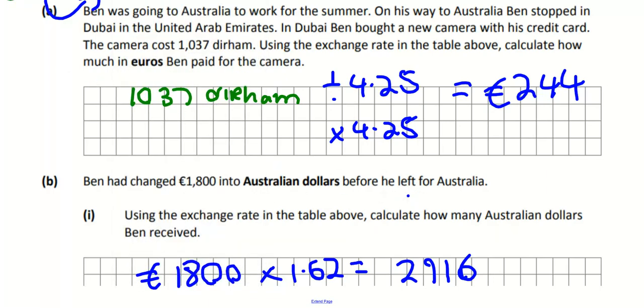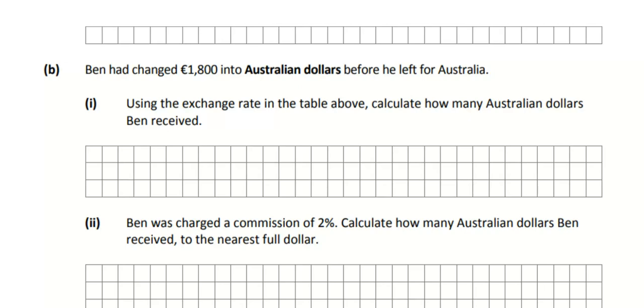Okay. B part 2. Ben had changed the €1,800 into Australian dollars before he left Australia. Using the exchange rate in the table above, calculate how many Australian dollars Ben received. I just did that, didn't I? It was 2,916. This one, lads, this one keeps getting us. Okay, look at this.